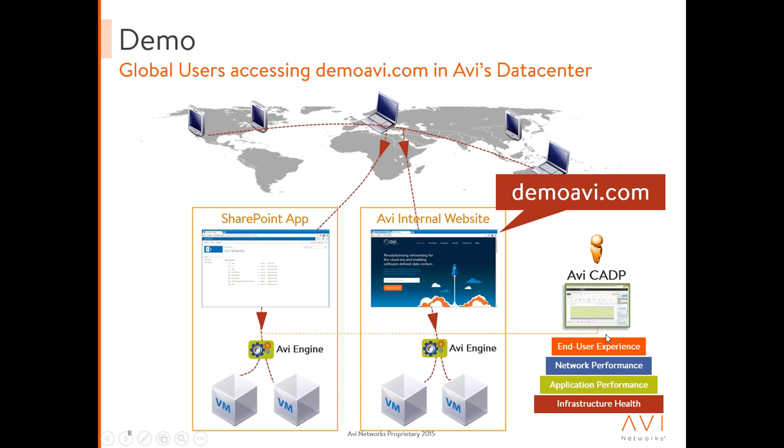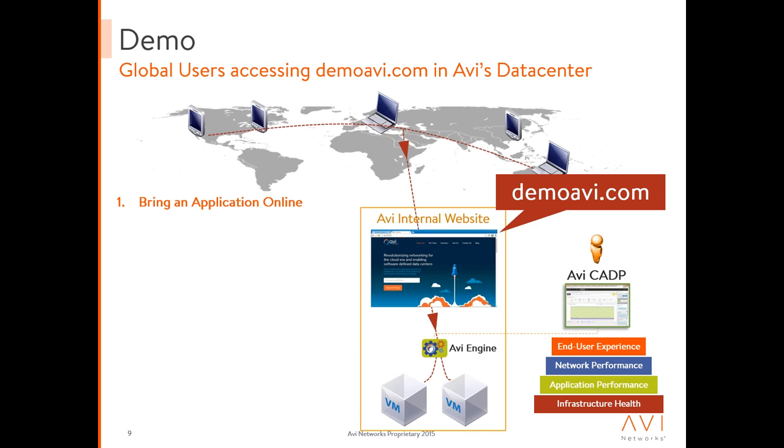They will then send this data to the controller for real-time analytics and monitoring. And we'll be able to track things like end-user experience, network performance, application performance, even infrastructure health. Over the next few minutes, I'll show you a number of things. So let's start and kick it off. We'll start with a very basic application deployment.